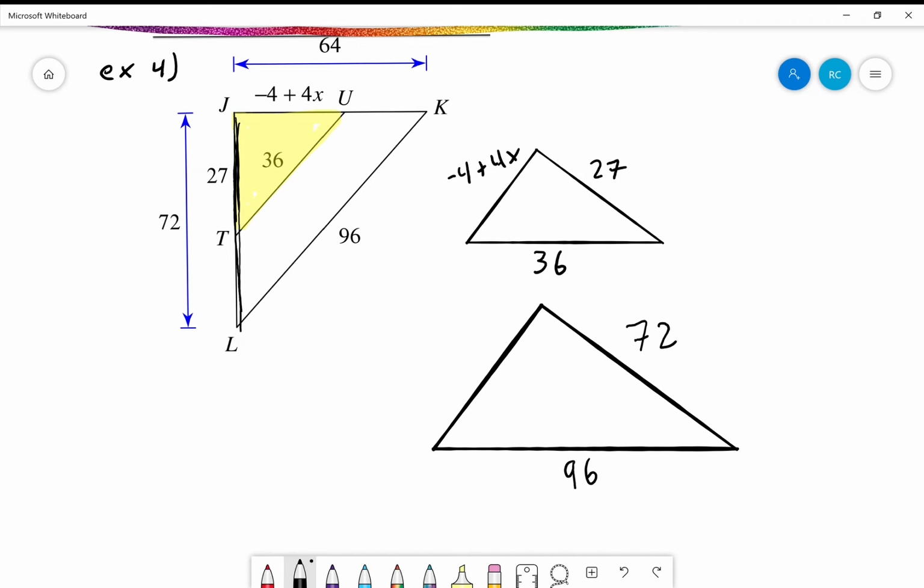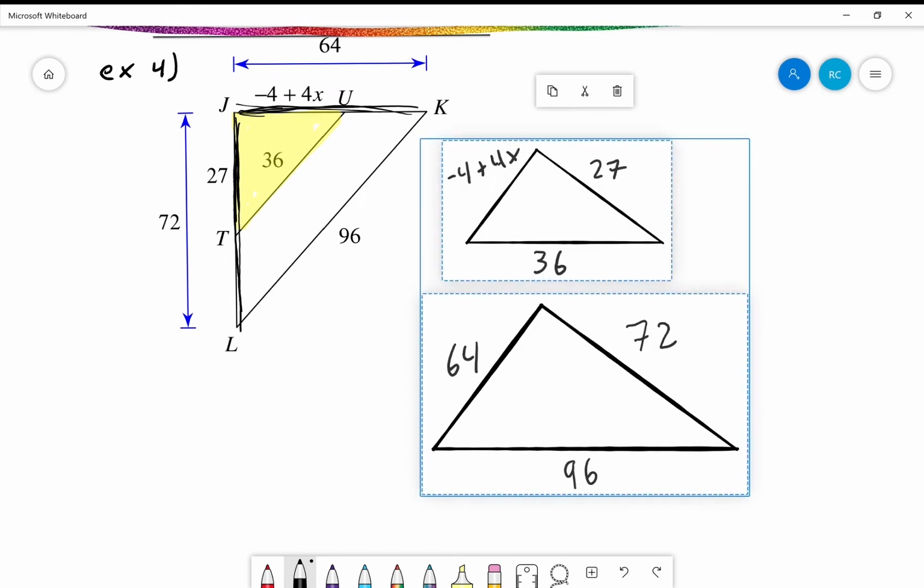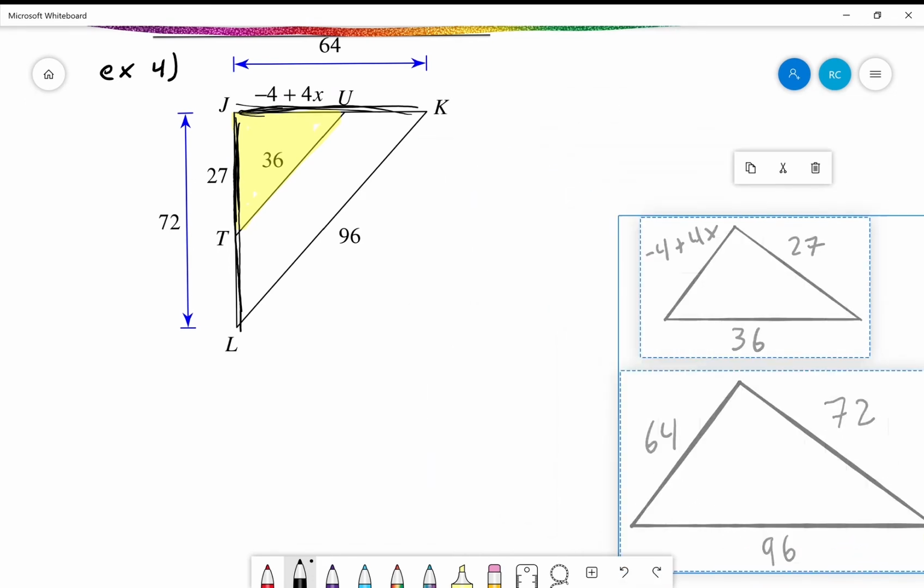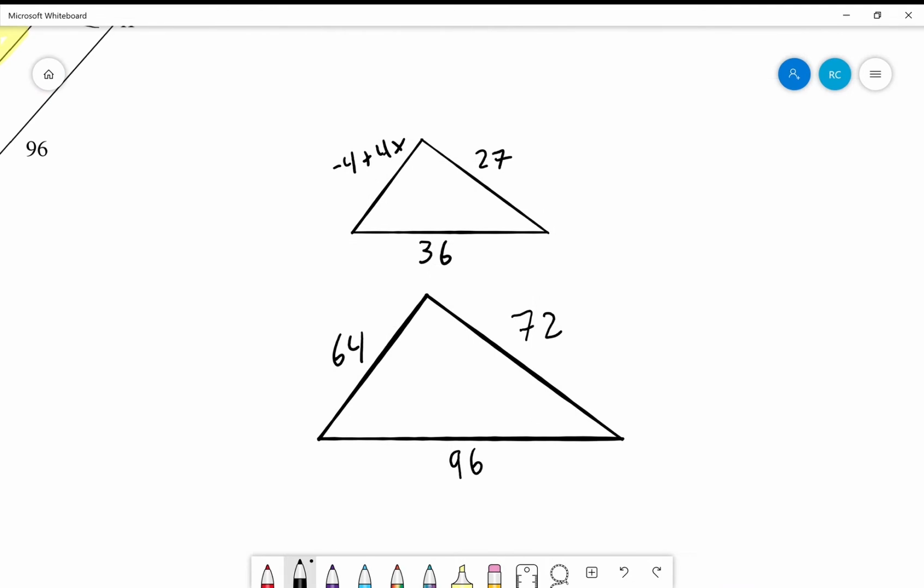And this shorter side here, the one that matches up with -4 plus 4x, is 64. And now that I have that, I'm actually going to take this stuff and I'm going to move it away, and we're going to look at this instead of the other one.